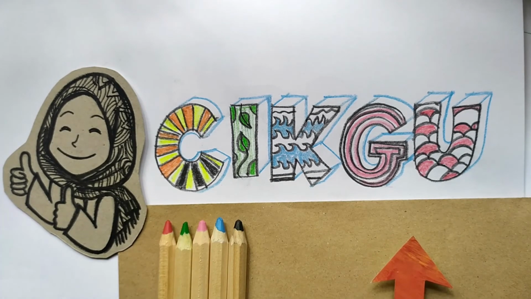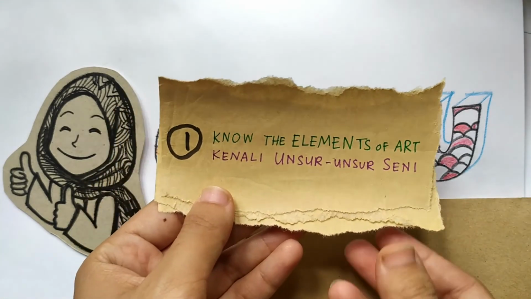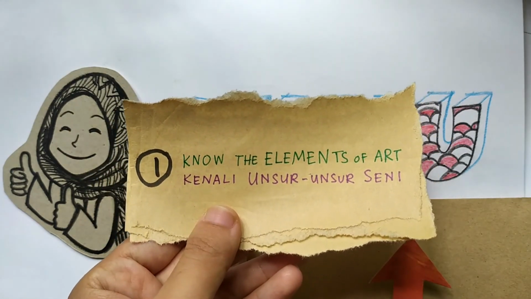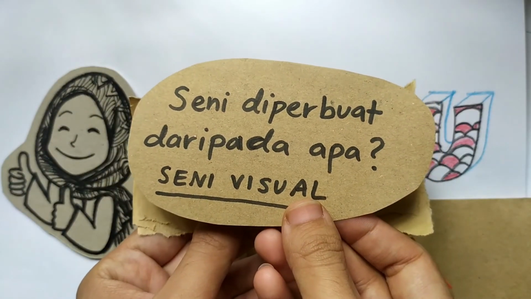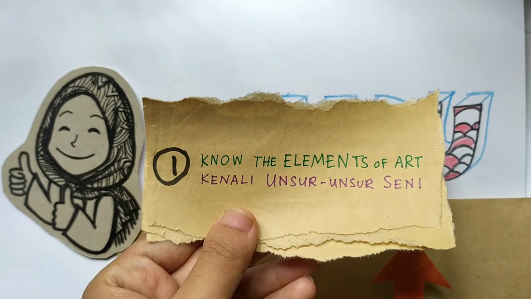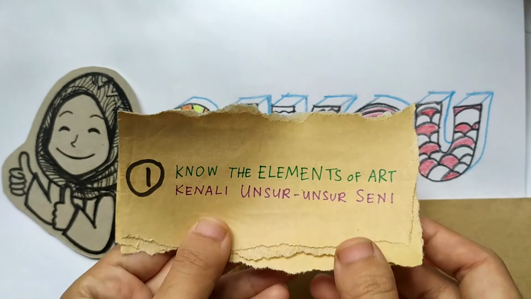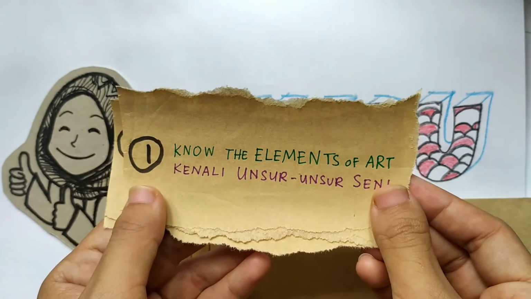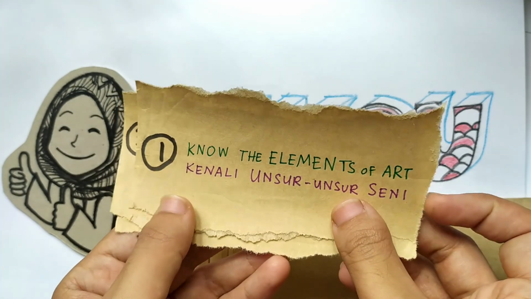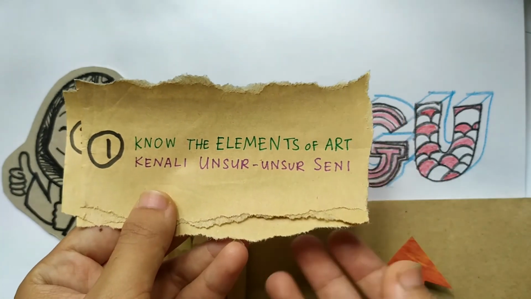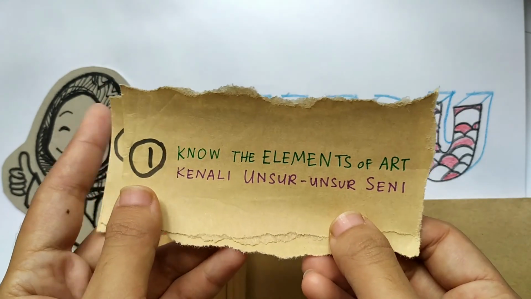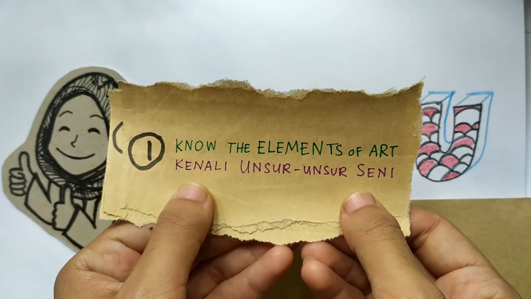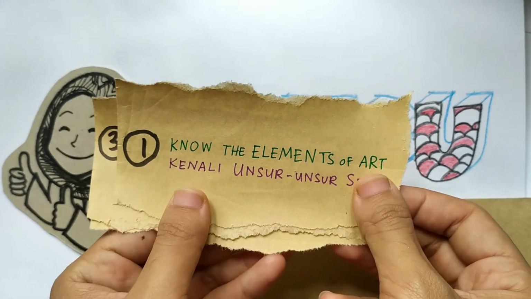Let's go through what we've learned in today's episode. Number 1, in order to answer the question, what makes visual art? Ataupun seni diperbuat daripada apa? Kita mesti mengenal unsur-unsur seni. Then, I hope everyone will remember the 6 different types of elements. There are more, if we want to talk about it, there are definitely more. But to keep it at a school level, I think 6 is enough for now.